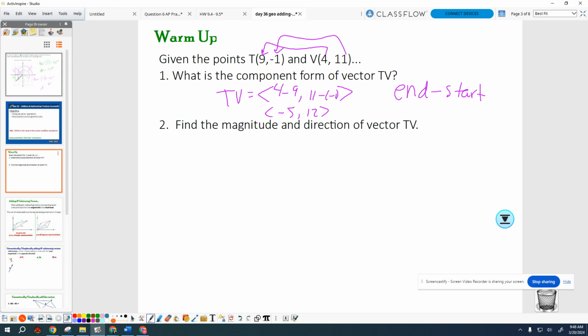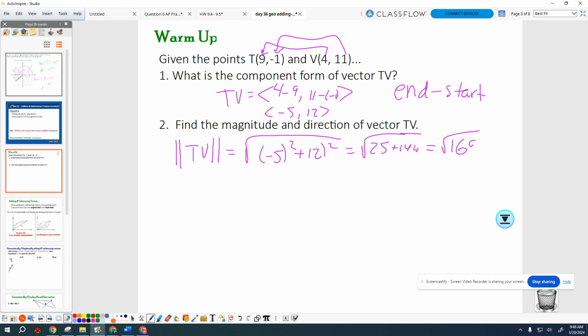Not bad. Hold on, Tay, did you have a question? Okay, so Nick, to find the magnitude, you need to do negative 5 squared plus 12 squared, and then the square root of that, which is 13. No, you're right. Okay, just hold that thought. So the magnitude is 13, the strength or length of that vector is 13.